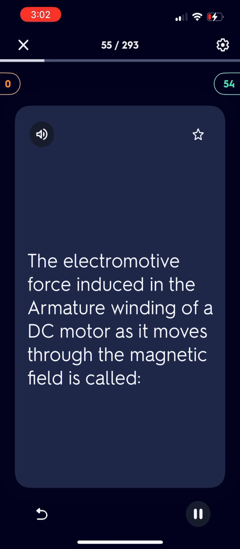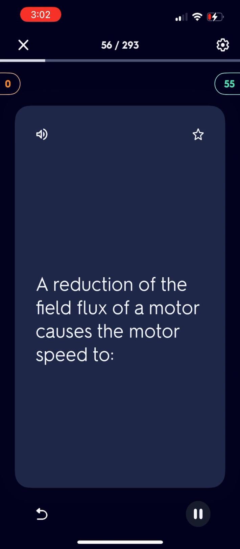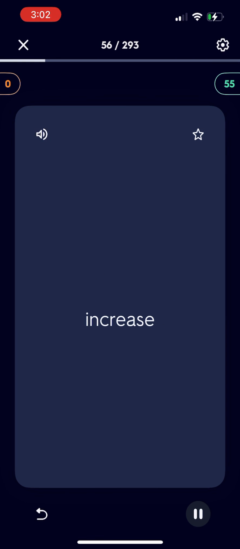The electromotive force induced in the armature winding of a DC motor as it moves through the magnetic field is called back EMF. A reduction of the field flux of a motor causes the motor speed to increase.